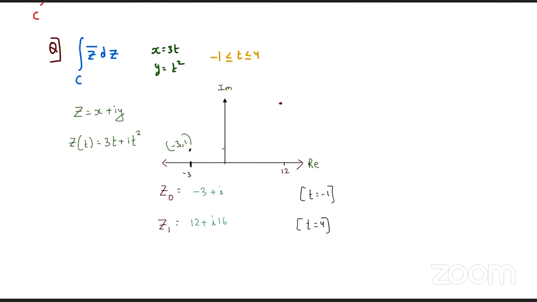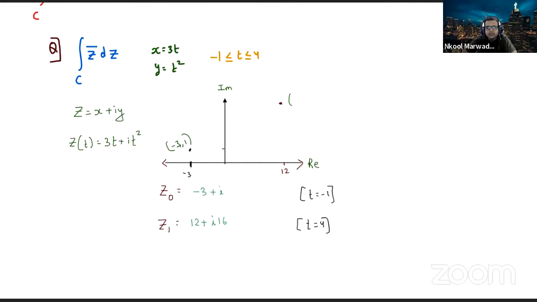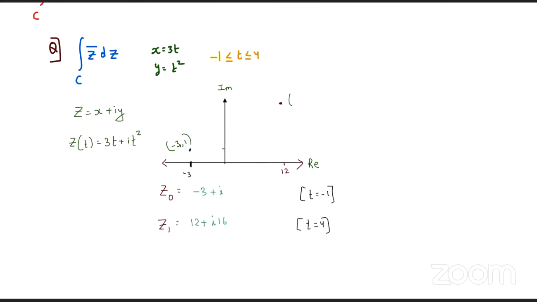We just have to put -1 and 4 in the equation and we'll get the points to plot. Whatever interval is given, in this question the interval is -1 to 4. Whatever interval is given, put the left extreme value to get one point, put the right extreme value to get another point, and just draw the points and merge them.